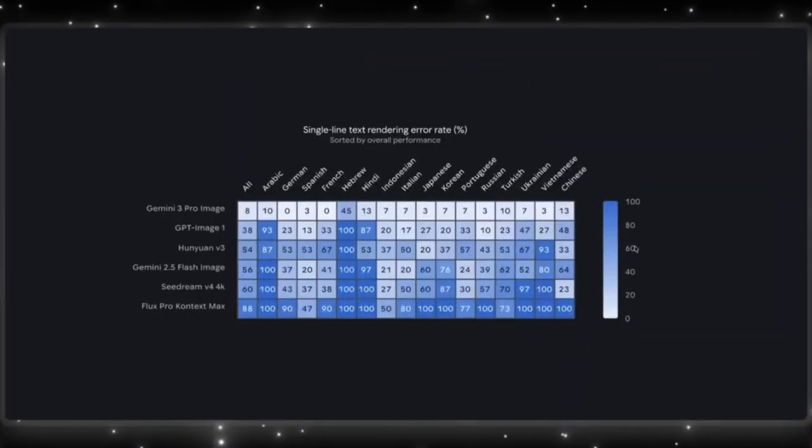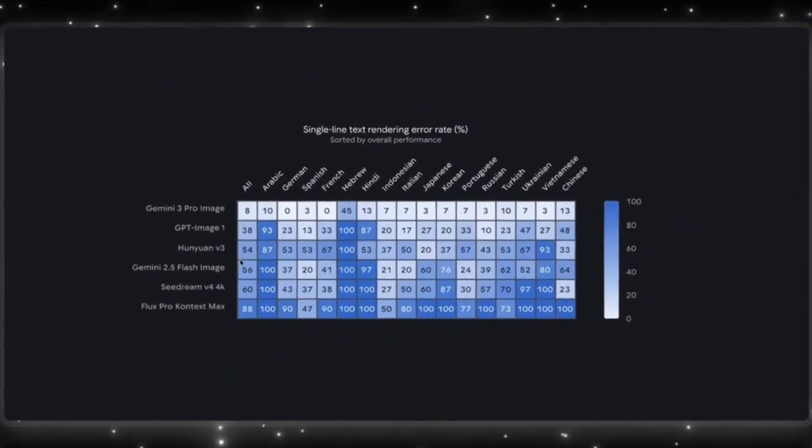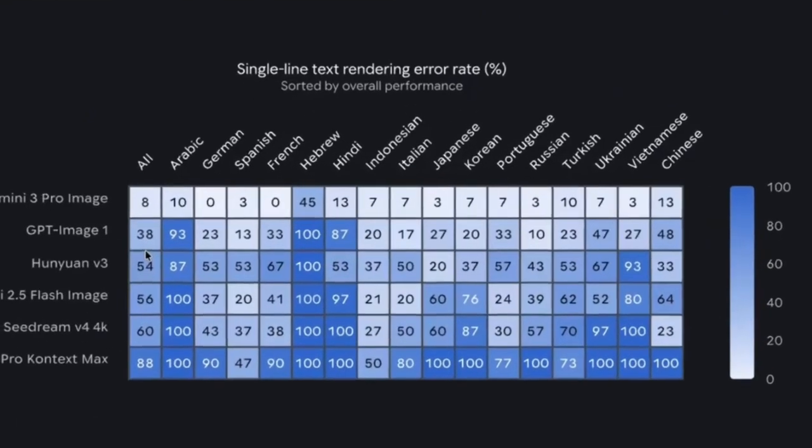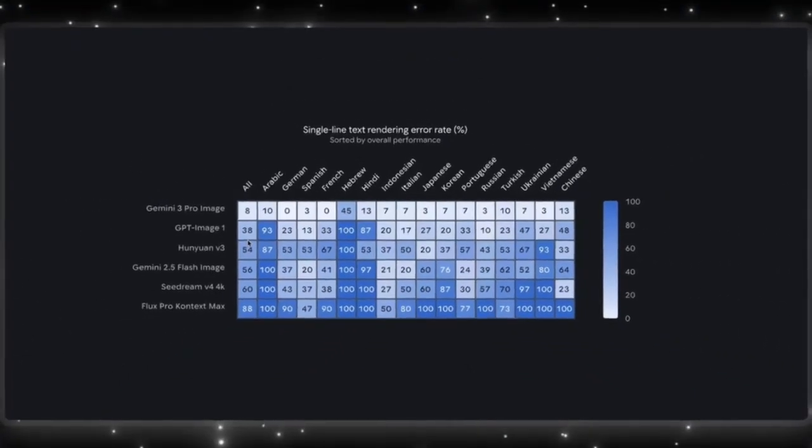The text rendering heat map might be the clearest result. Lower is better, and Gemini 3 Pro image sits at 8% overall error. Everyone else is dramatically higher. GPT image is 38%, Seedream is 60%, and Flux is at 88%. Across languages like German, Spanish, Italian, Japanese, even Hindi and Chinese, Gemini's error rate is far lower. So multilingual posters, captions, or UI mockups actually come out usable without you having to fix the text manually.